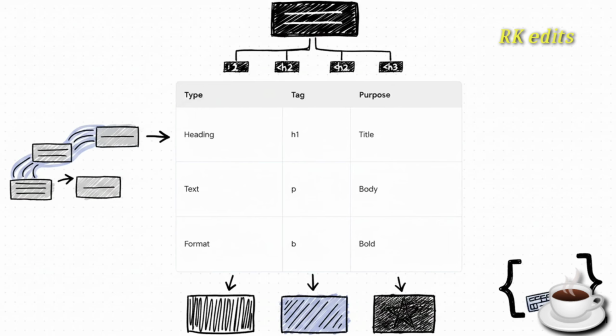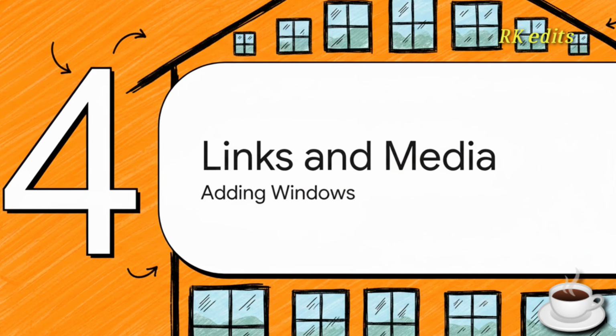The H2s and H3s act as subheadings to break everything into nice, scannable chunks. Next, for standard body text, your sentences are just wrapped in a simple P tag, which stands for paragraph. And when you need to add a little flair or emphasis, we turn to formatting tags. We use B for bold text, I for italics, or strong to signal to the browser that a specific word carries heavy semantic importance. It's really just like formatting a regular text document, but you're using brackets instead of clicking buttons on a toolbar. Next up is section 4, embedding links and media.